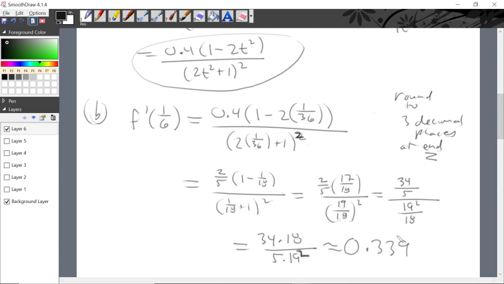And I'm getting that this is approximately 0.339. The units of measurement here: F, the original function, was milligrams per liter, but now we have taken the derivative with respect to time. That is, we want the rate of change of this concentration per unit time, where the unit of time is hours. So the derivative of F is milligrams per liter per hour. That'll help us with our interpretation, like we're asked to do in Part C.